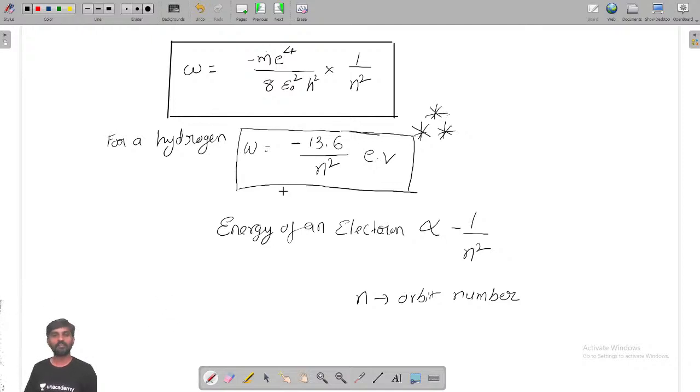Again, here the energy is negative. Why? When the electron is coming towards the nucleus, its energy will decrease. Are you able to understand? So the negative sign indicates the energy decreases. Any doubts, please let me know. This is a very important thing to be remembered here.